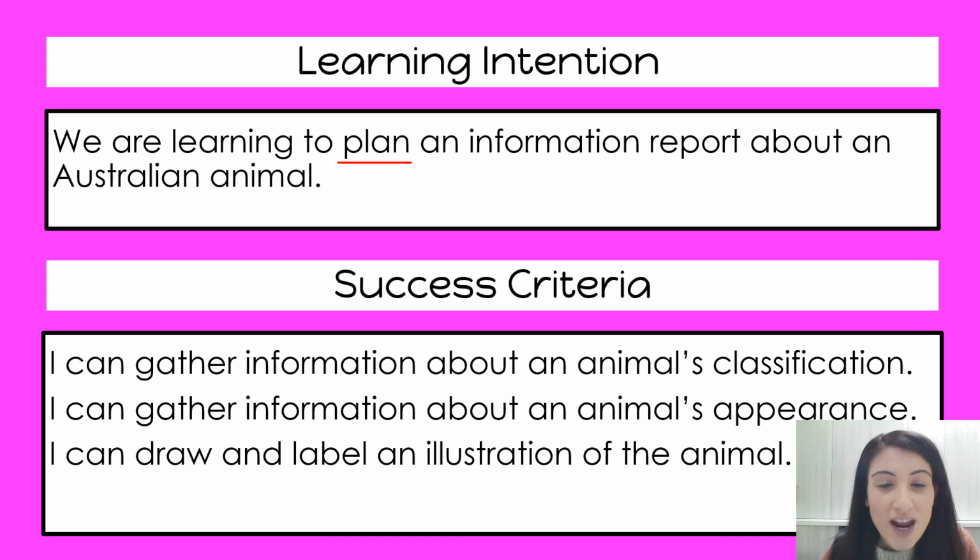Success criteria. I can gather information about an animal's classification. We did that. I can gather information about an animal's appearance. We did that too. And I can draw and label an illustration of the animal. We've done that too. So hopefully you achieved those 3 very important steps today. If you are unsure of anything at all with this lesson, remember you can always go back, rewind the video, pause or stop at any point if you want to see something again.